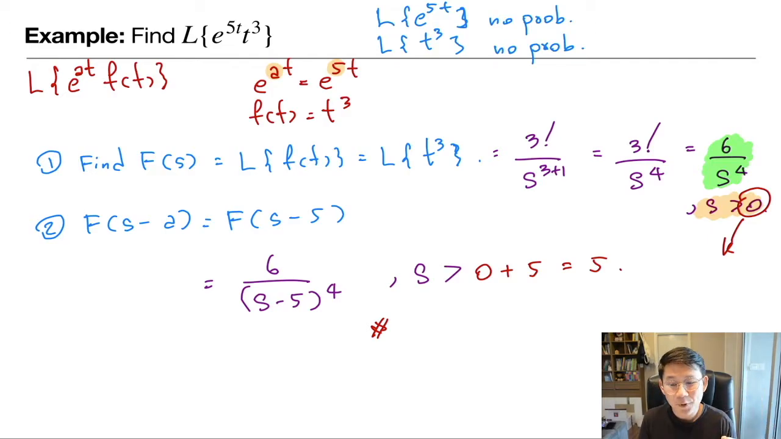Okay, guys, again, let me sum it up for this question. I'm trying to go a little slowly for the first questions, but later on I'll go a little faster. So here you want to find the Laplace transform for e to the 5t t to the 3, t cubed.